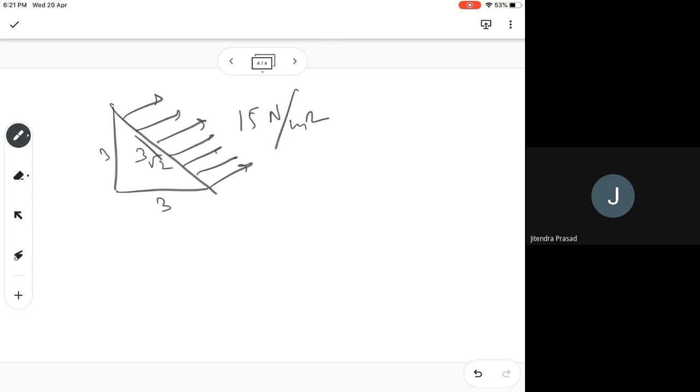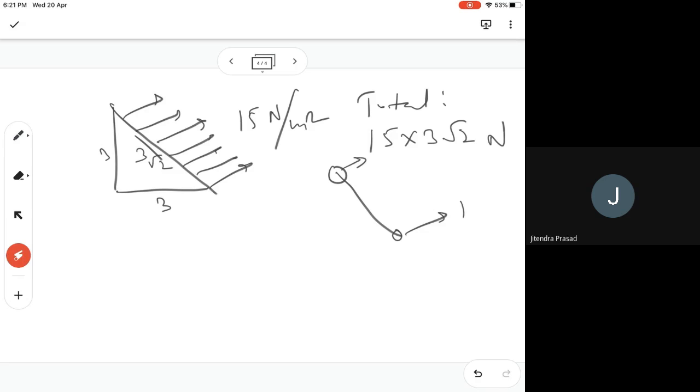Of course, we know what that means. The total force becomes 15 multiplied by 3 root 2 Newton, and half goes here and half there. So half here and half there. That means 15 times 3, 45, so 45 over root 2 here, 45 over root 2 there.